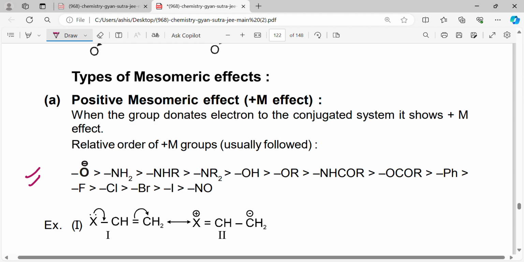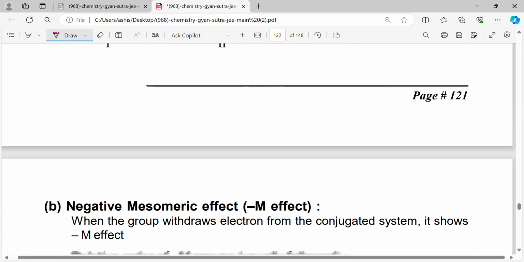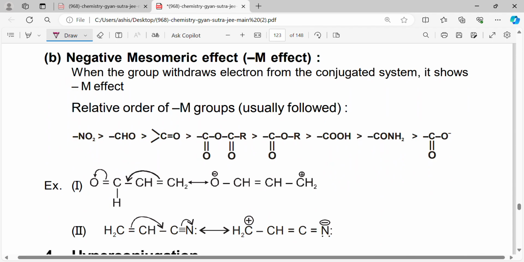Again, the mesomeric effect, the plus M effect. We all know the order of the groups which show plus M effect. Plus M effect is again an electron releasing effect through resonance. So these groups are showing plus M effect.